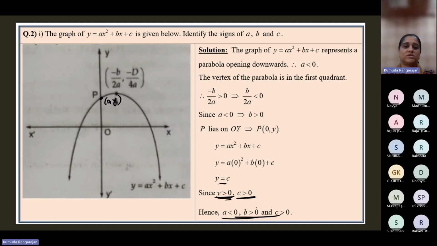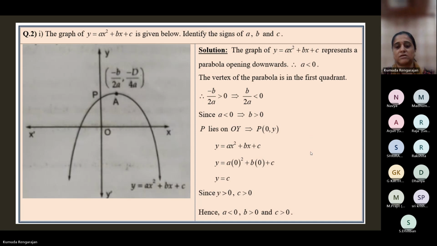Hence, these are the signs, not values, I'm sorry. These are the signs carried by A, B, and C. A is easy: upwards positive, downwards negative. For B, you should use this one. Because it lies in the first quadrant, it's positive. Change the signs on both the sides, so the inequality is reversed.